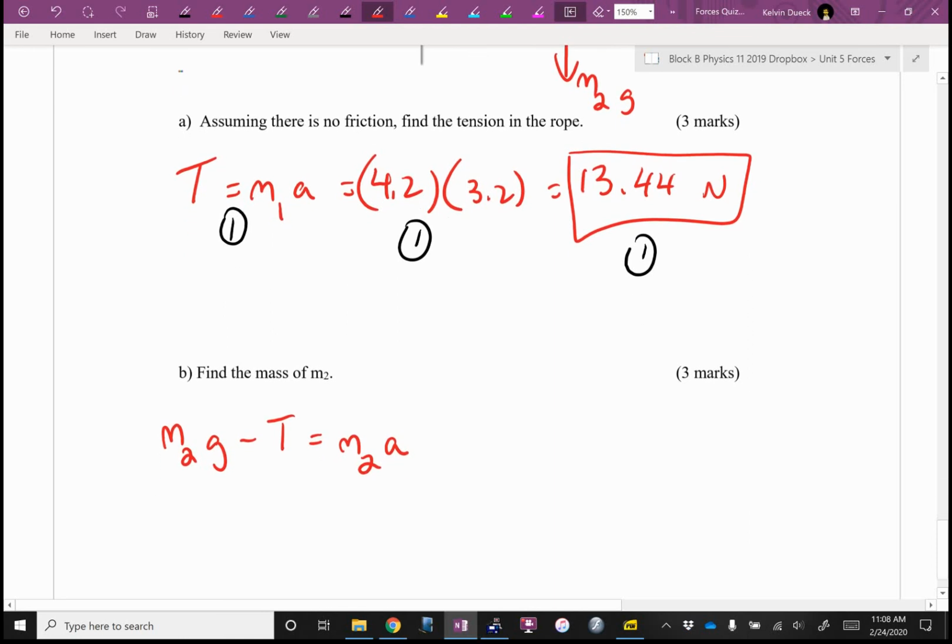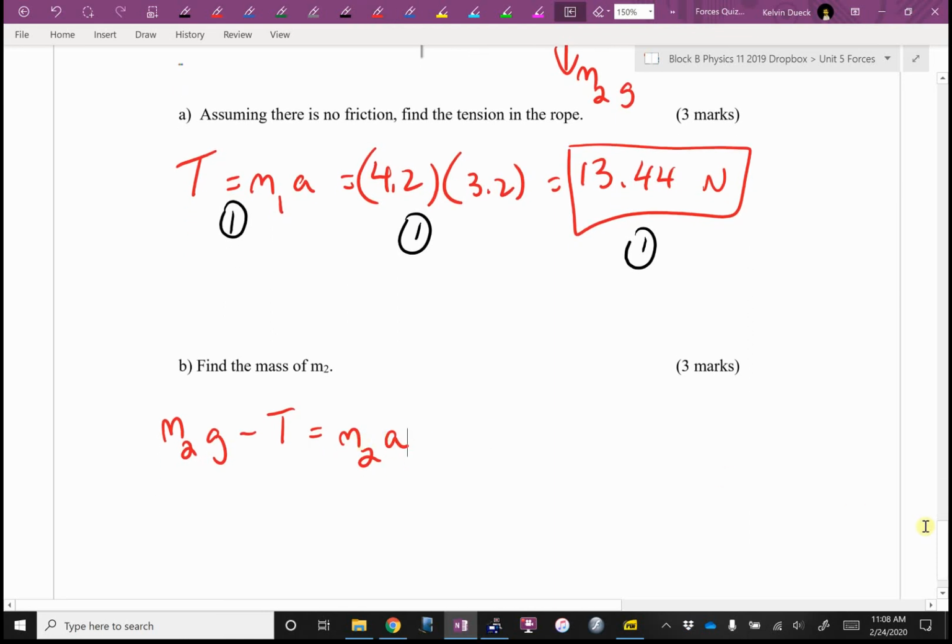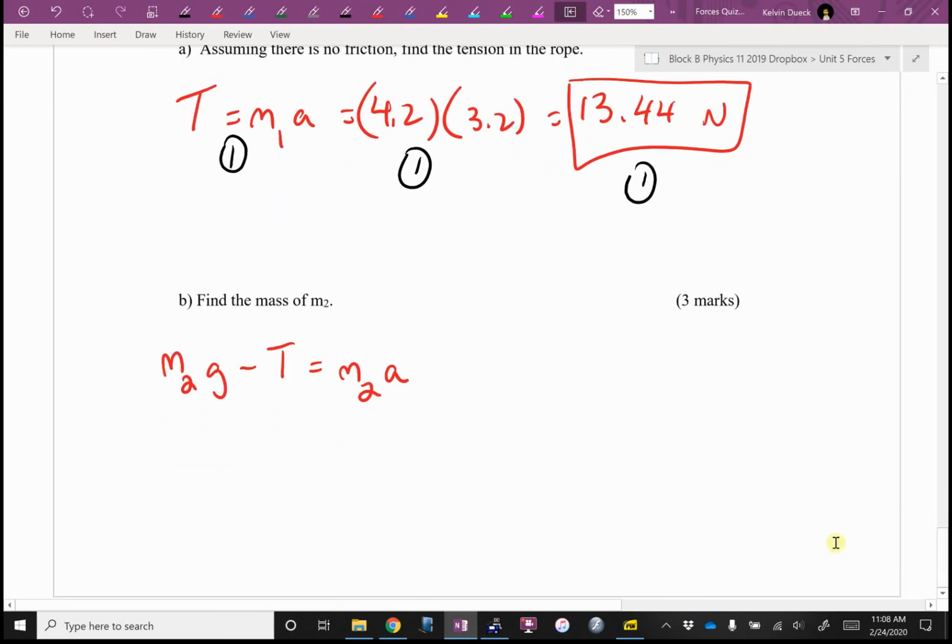Matt, what am I trying to find in B? How many M2s do I have? How many would I prefer? Get them to the same side. I'm going to do the swappy dance. That's going to give me M2G minus M2A. How many M2s do I have? How many would I prefer?